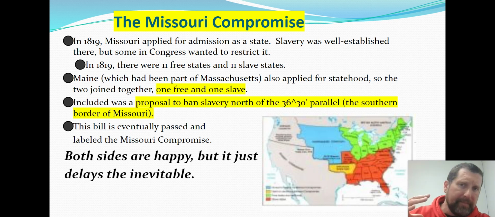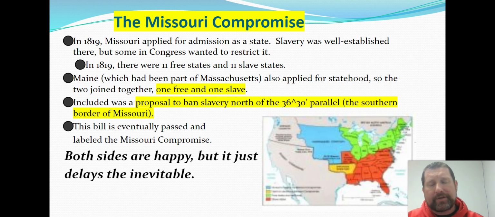In 1819, Missouri applies for admission as a state. It's a slave territory. Slavery is well established there, but a lot of people in Congress want to restrict slavery. And in 1819, it just so happens there are 11 free states in the North and 11 slave states in the South. It's about this same time that Maine, which had been part of Massachusetts, applies for statehood itself. So the two states join together, and there's a balance of power where there's essentially 12 slave states and 12 free states, as they're called.